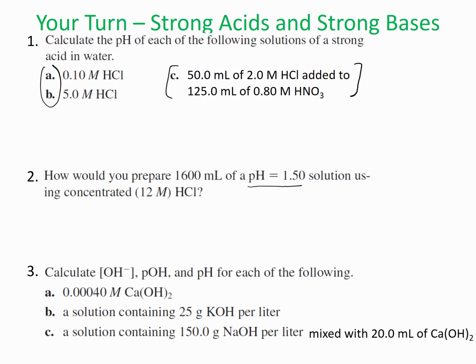They give you the pH, and they're asking how you would prepare this, a solution with a pH of 1.5, using 12 molar HCl as the desired strength. How do you prepare a solution that's 1.5 pH? That's going to be a dilution question. Then question 3 is similar to part 1, but it's with a strong base. Notice this one also asks you to calculate these 3 things for A, B, and C. Okay, that's the end of our video.